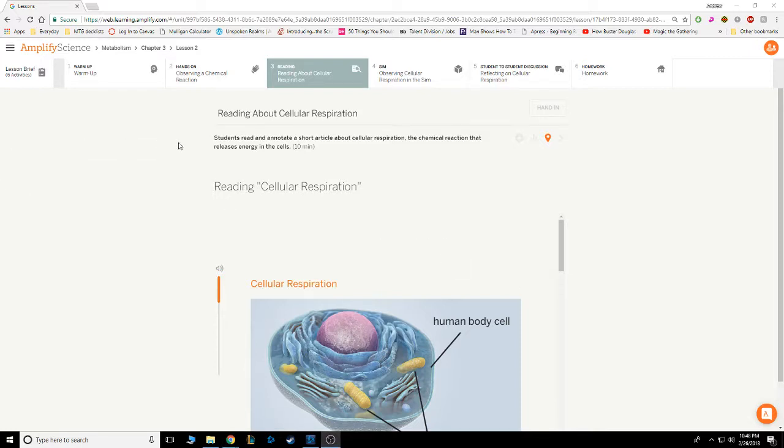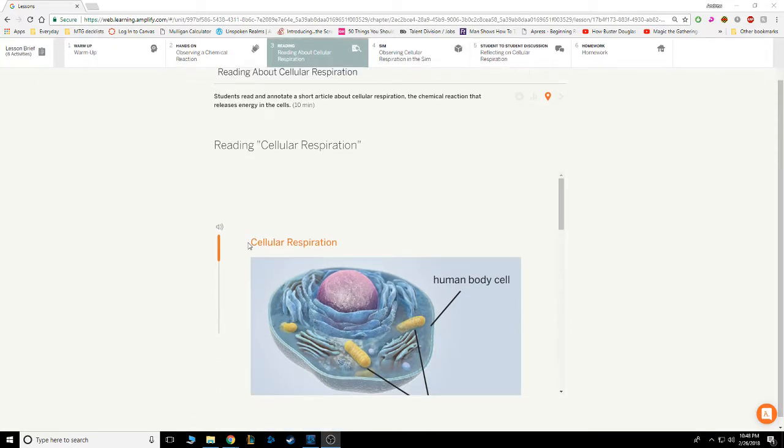Alright, welcome to the third part of this chapter, reading about cellular respiration. In this part of the chapter, we're going to read and annotate this short article about cellular respiration. To give you a short definition, cellular respiration is the way a cell breathes. Cells breathe by creating energy. They do this with oxygen, hence the word respiration, which is like our respiratory system, which is where our lungs are for when we breathe.